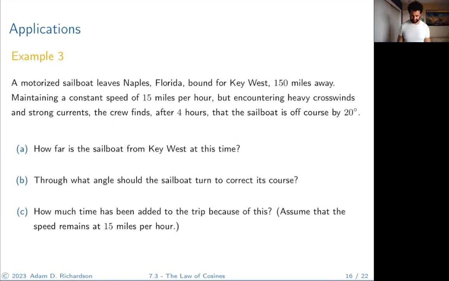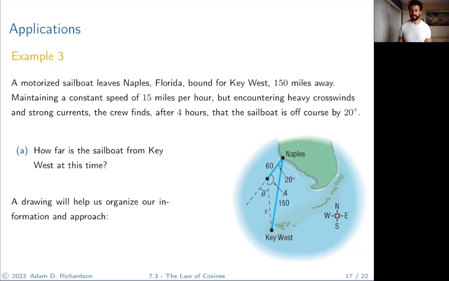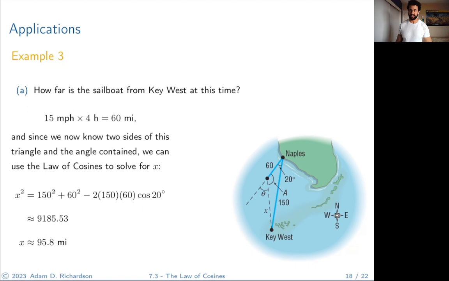All right, here we go. So a picture can always help. Anytime you're dealing with these triangles and trigonometry, drawing a picture can always help. So this is about what the picture looks like, and we'll see where all these pieces are coming from. So first, the first question was, how far is the sailboat from Key West at this time? Well, let me go over to this slide instead. One thing we know is that we've been traveling 15 miles per hour for 4 hours, so we've traveled 60 miles. That's what this length is right here.